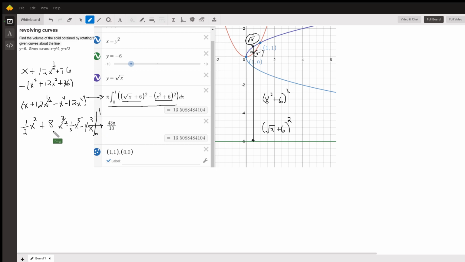And of course, that result we still have that pi out front. If you substitute 1 in for x, you get 1/2 plus 8 minus 1/5 minus 4. Convert every one of those terms to tenths, because that's the common denominator for the 2 and the 5. If you put 0 in for x, all those terms will evaluate to 0. You should get 43 pi over 10.